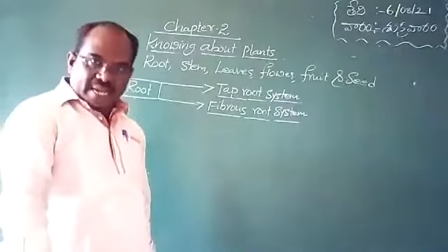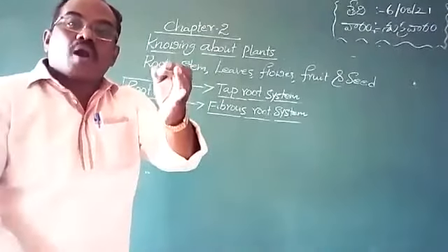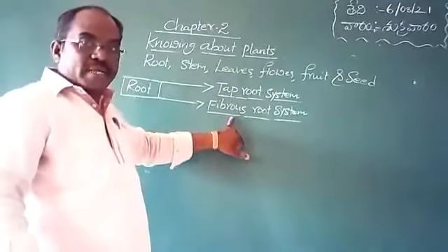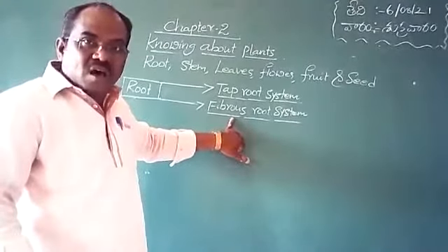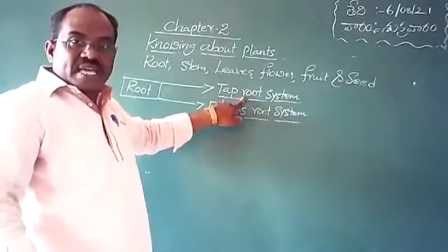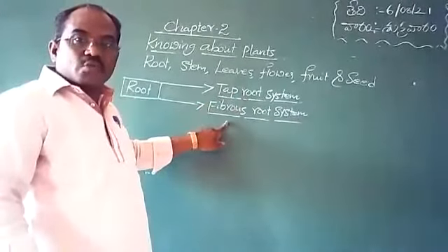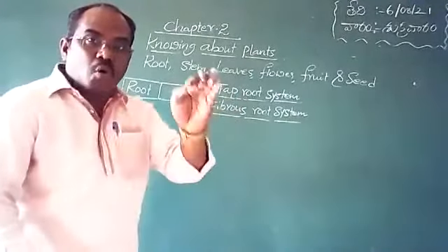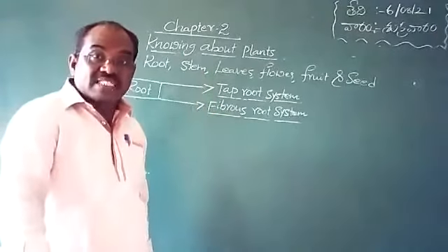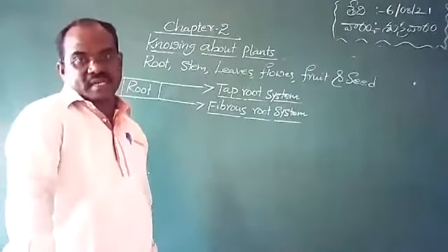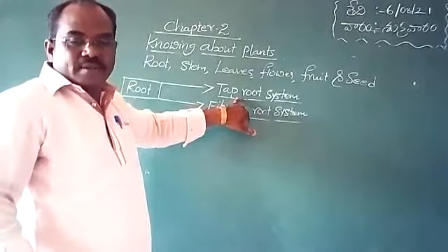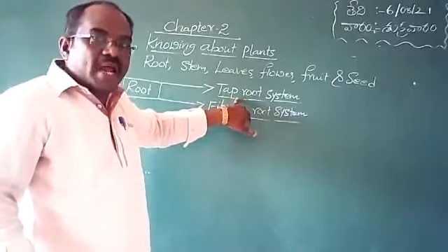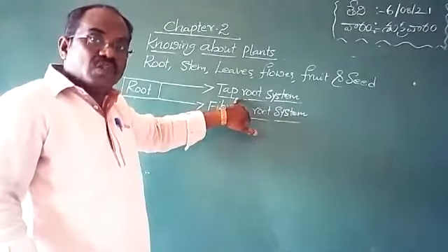As previously said, monocot plants have fibrous roots, and dicot plants have the tap root system. Fibrous root system is present in monocot plants. Example: wheat, maize, etc. Tap root system is present in dicot plants. Example: rose, mango, etc.